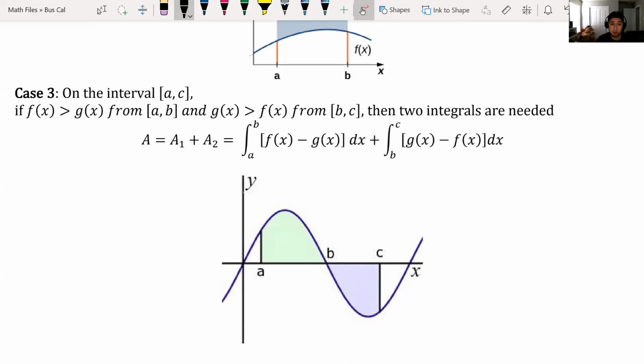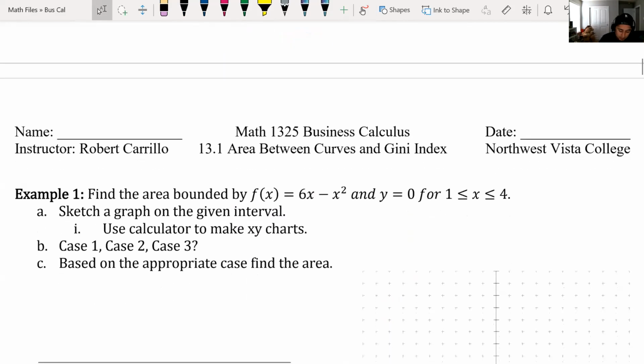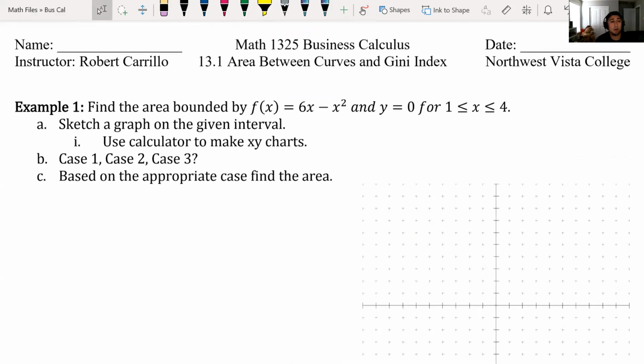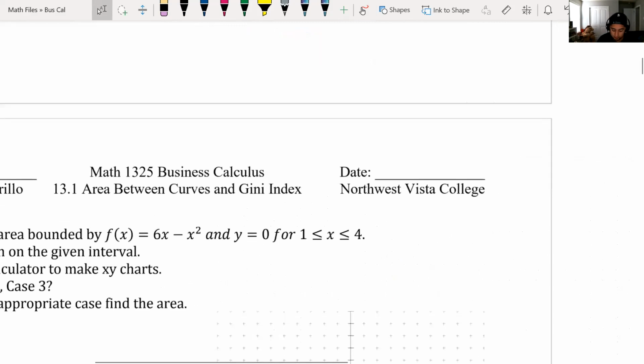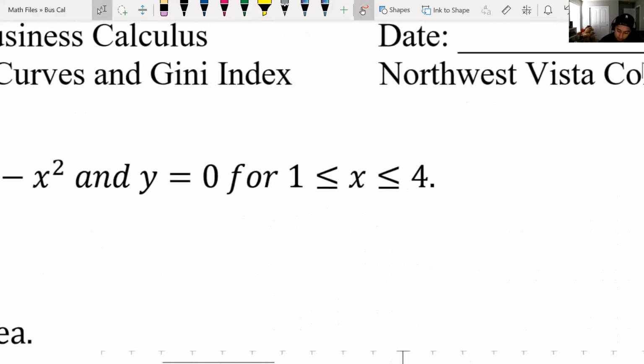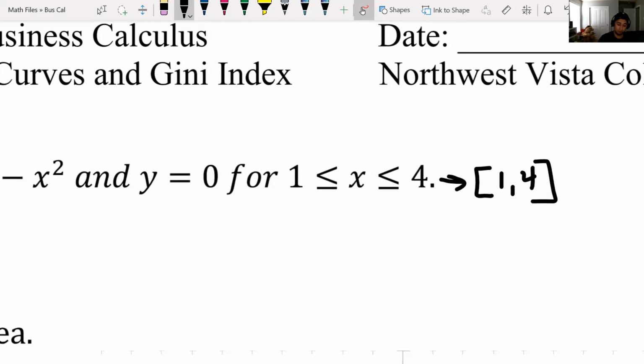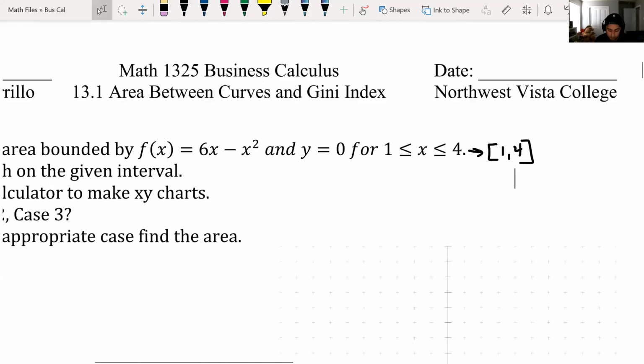So now, given the problem, let's see what case we need. All right. So, example 1, find the area bounded by f of x equals 6x minus x squared and y equals 0 for the interval 1 to 4, right? For the interval 1 to 4. So this interval is the same as 1, 4, okay?